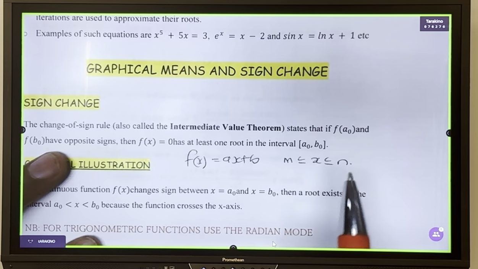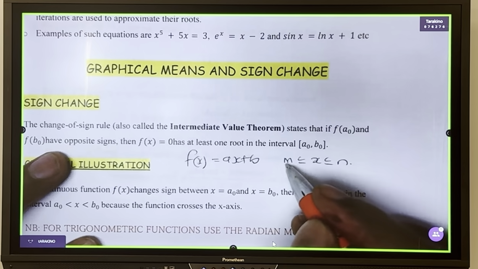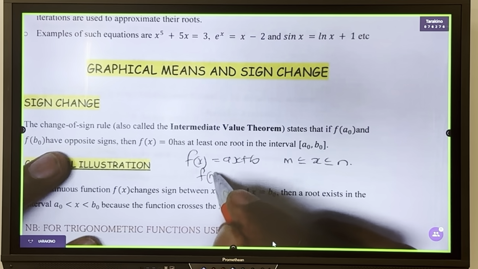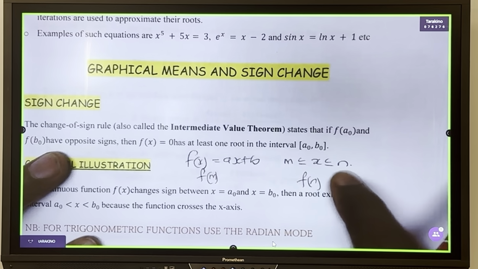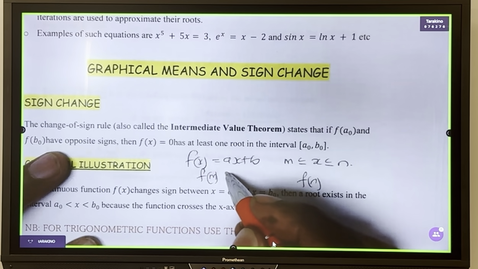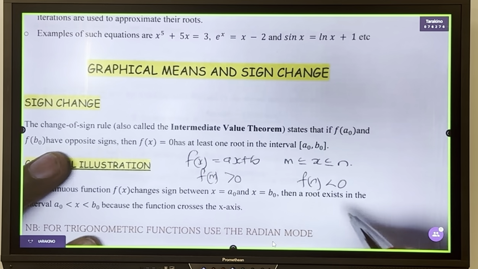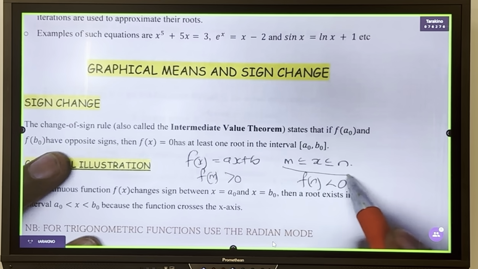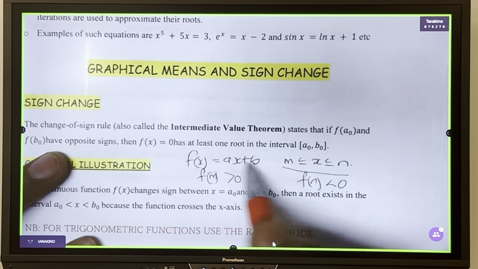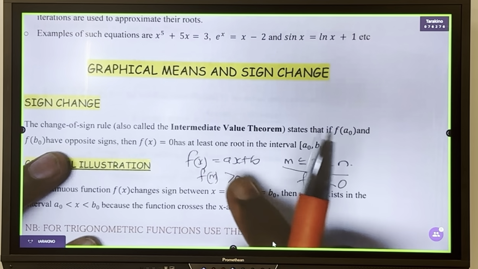So we are going to apply what is called the intermediate value theorem. The intermediate value theorem is that you plug in m here, you get your value, then you plug in n and you get your value. So if you get a positive here and you get a negative there, since I've said this is continuous, then we can safely conclude that we have a root.